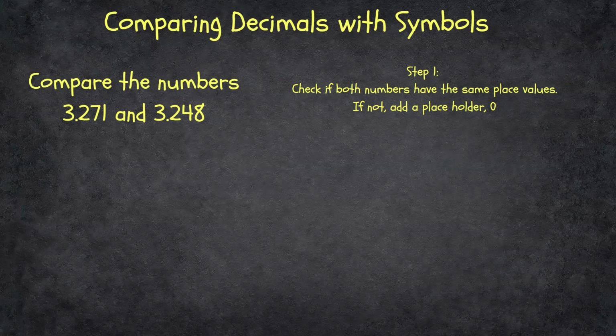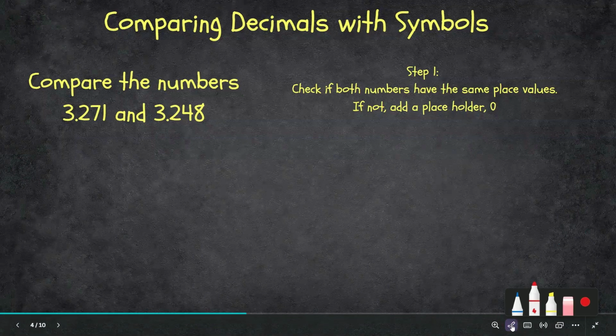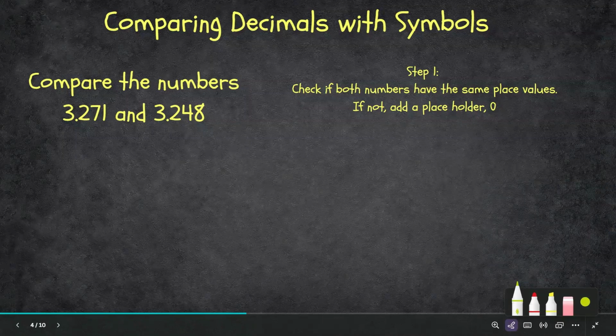Now, our very first step is we want to check to see if both numbers have the exact same place values. Well, in this first number, I can see 4 digits that are all the way to the thousandths place. I can see that the second number has 4 digits all the way to the thousandths place. And when I read it out loud, I said thousandths for both of them. So I am not going to need a placeholder.